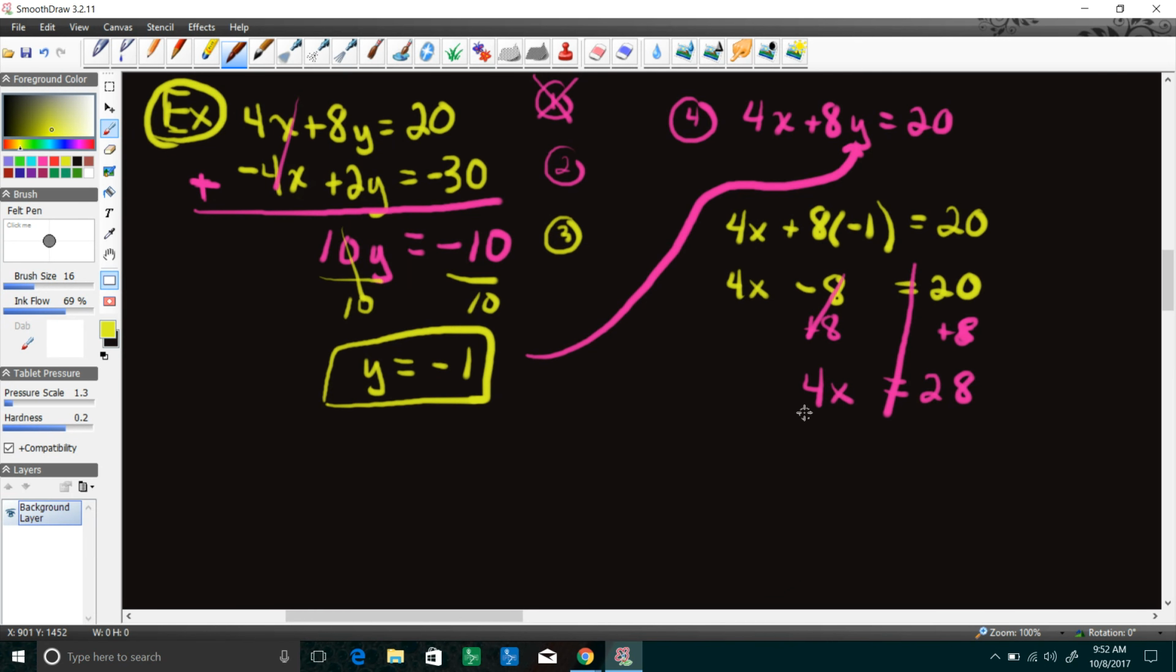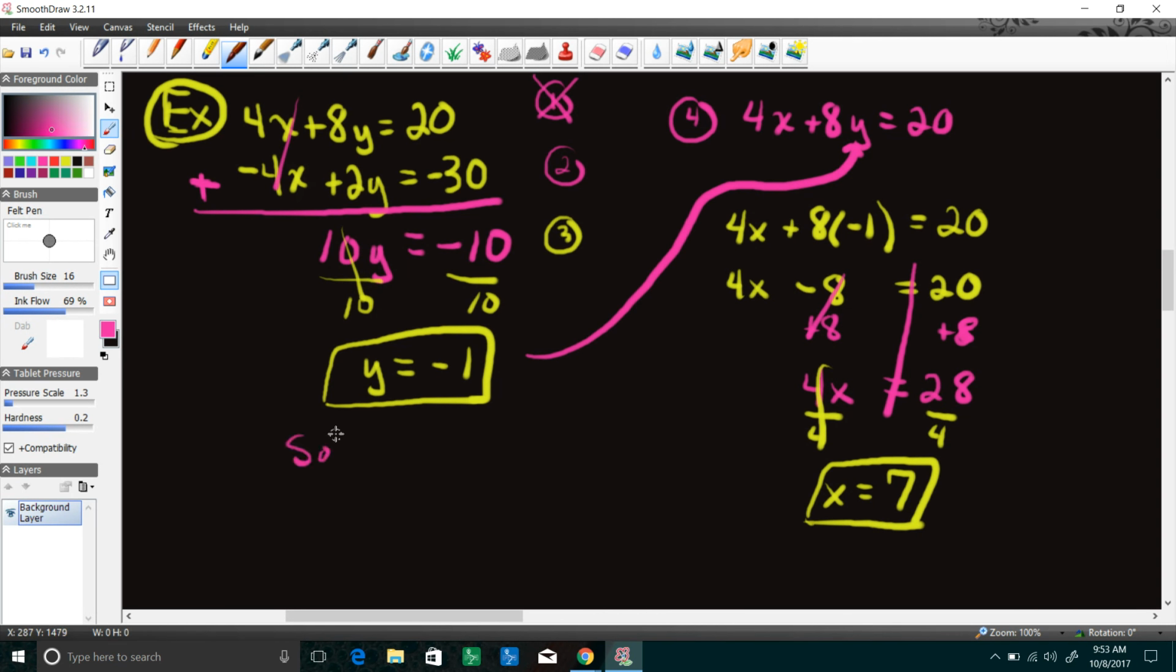And now I divide by 4. So x is just equal to 28 divided by 4, which is 7. Okay. And I have both variables, so I can write my solution now.